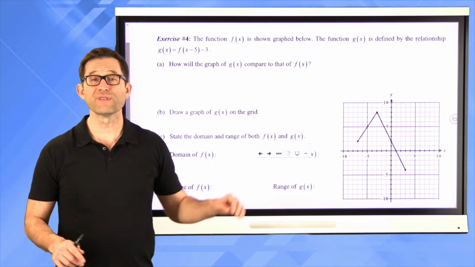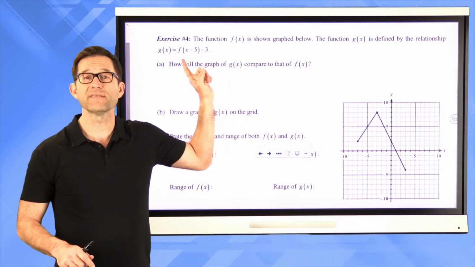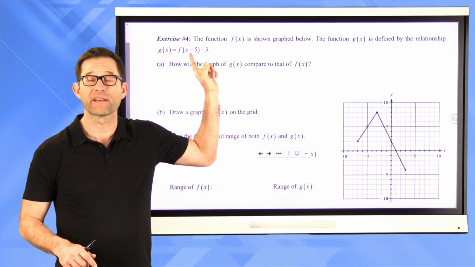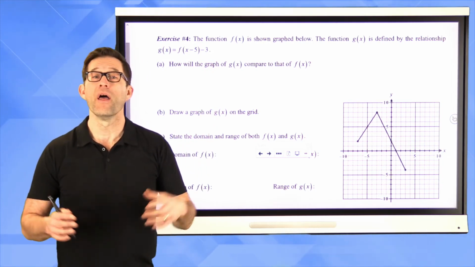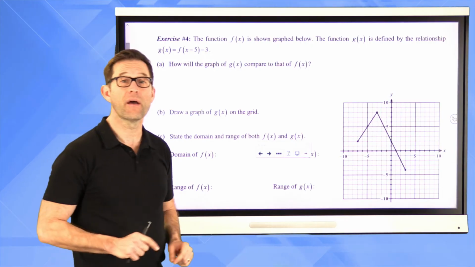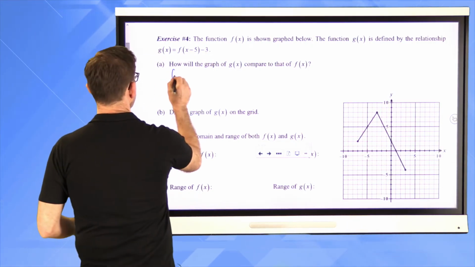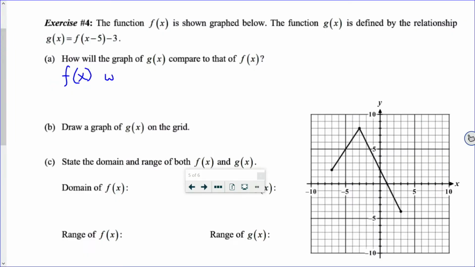All right, well, the first thing I always look for is, has anything been done directly to the x variable? Since we've subtracted 5 directly from the x variable, what that means is we're shifting f of x 5 units to the right. F of x will get shifted 5 units right.